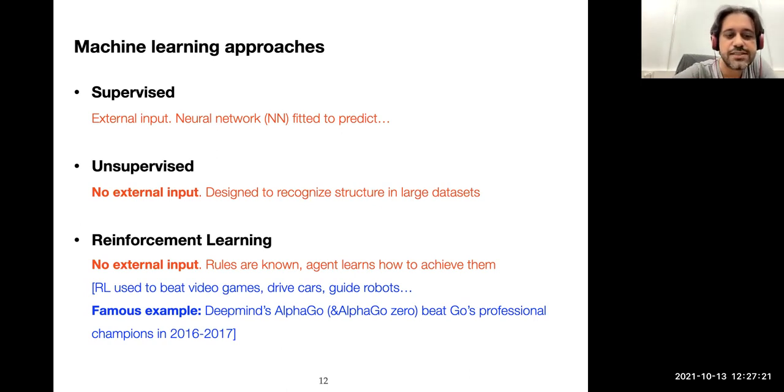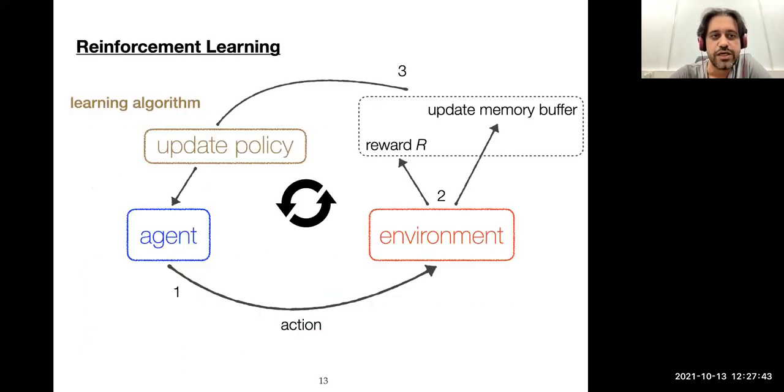So reinforcement learning has been used to beat video games, drive cars, guide robots, etc. One famous example from 2016, 2017 is DeepMind's AlphaGo and AlphaGo Zero, where reinforcement learning algorithms were used to beat Go's professional champions, and that was in the news. Okay, so here is a very schematic picture of how these kinds of algorithms work. As I told you, one component is the agent, the brain of the algorithm, and the other component is the environment.